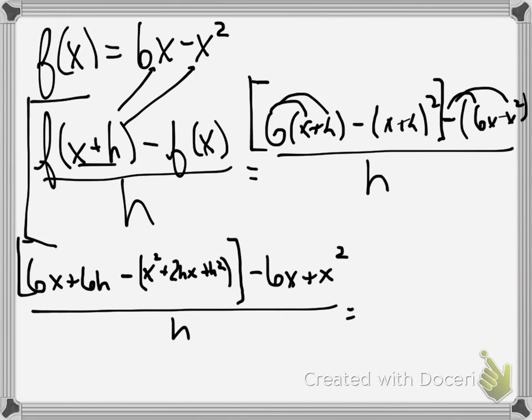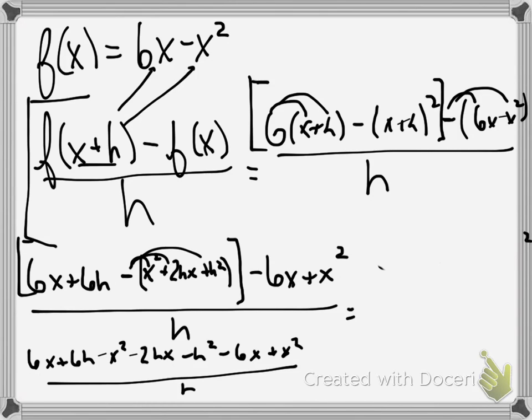We'll simplify a little more. We'll distribute this negative sign in. So I get 6x plus 6h minus x squared minus 2hx plus h squared. Ooh, I'm running out of space. Let me rewrite that a little bit. I'll do it down here. I get 6x plus 6h minus x squared minus 2hx minus h squared minus 6x plus x squared all over h.